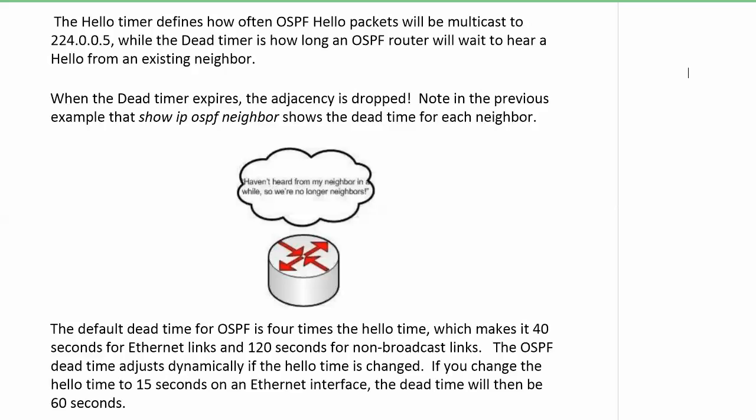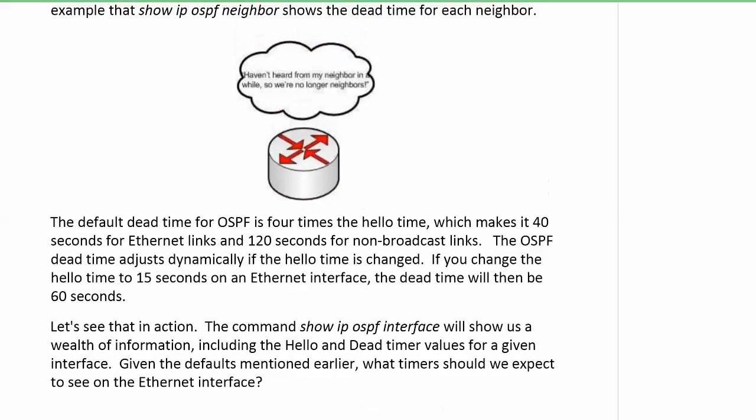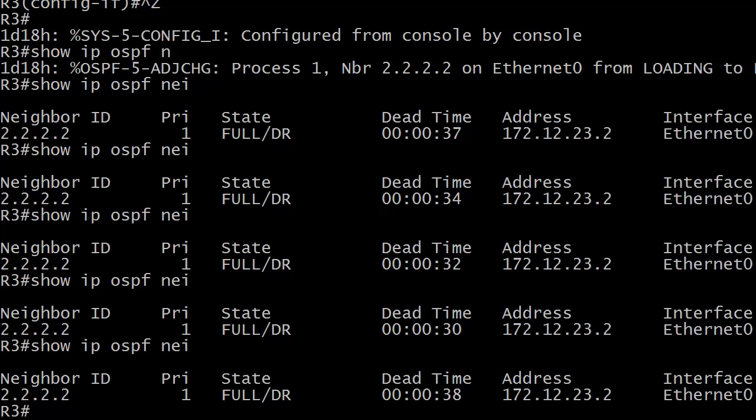The interesting thing about this is that the OSPF dead time will adjust dynamically if the hello time is changed. Now, if you change the hello time, say, to 15 seconds on an Ethernet interface, the dead time would then be 60 seconds. You don't have to change it manually. Now, to be blunt, outside of some lab work, you could go a long time without ever changing OSPF hello and dead times. They really are values that you should leave alone unless you really have a tremendous need to change them for some reason.